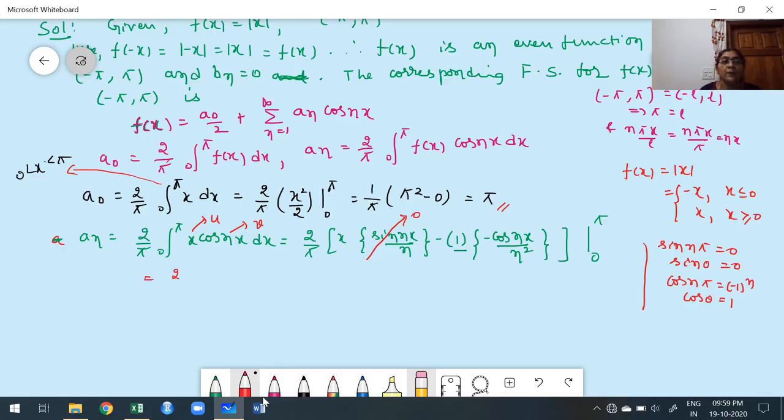Now we get 2 by pi of, observe carefully, minus into minus is plus. 1 by n square is a constant. Apply the upper limit, which is minus 1 to the power of n. Why have I written minus 1 to the power of n? Cos n pi is minus 1 to the power of n. Cos 0 is 1.